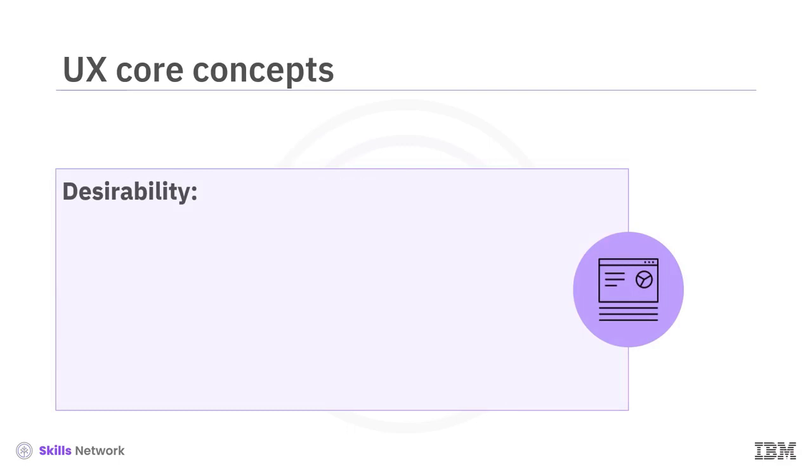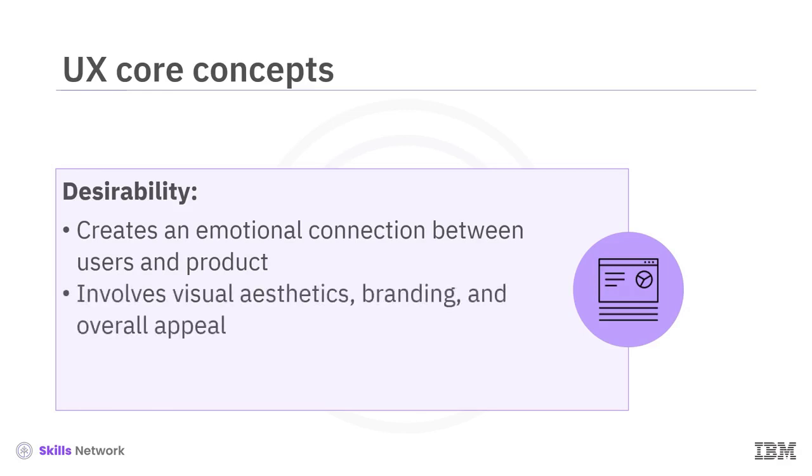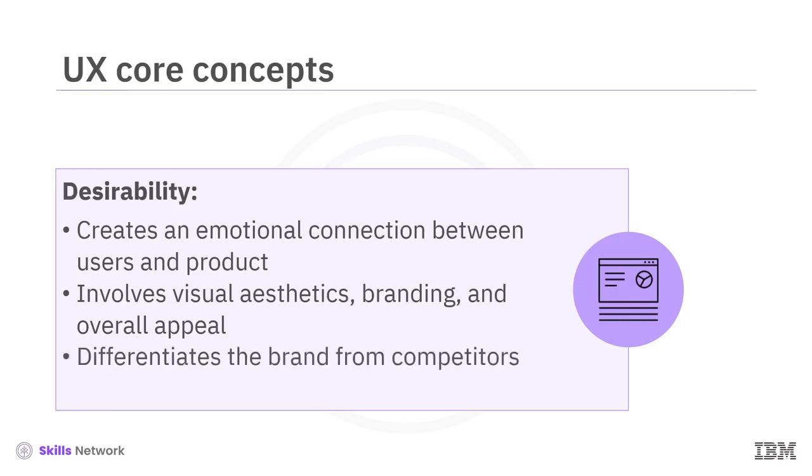The third core concept is desirability. It involves creating an emotional connection between users and the product or service. It involves visual aesthetics, branding, and the overall appeal of the user interface. Desirability plays a vital role in attracting new users and retaining old users. It also helps to differentiate the brand from its competitors.